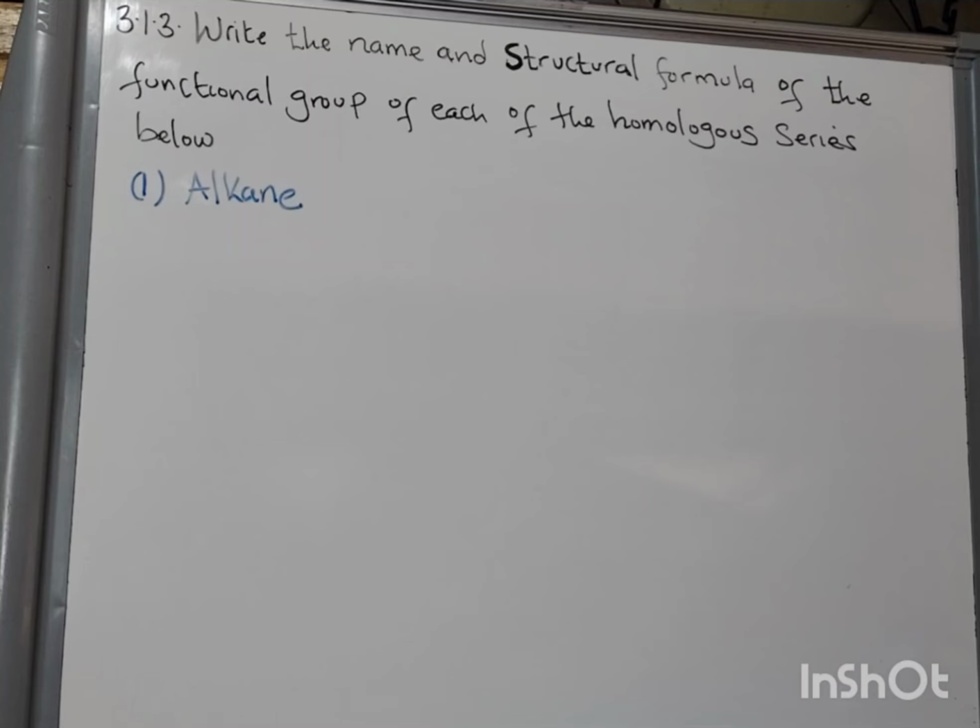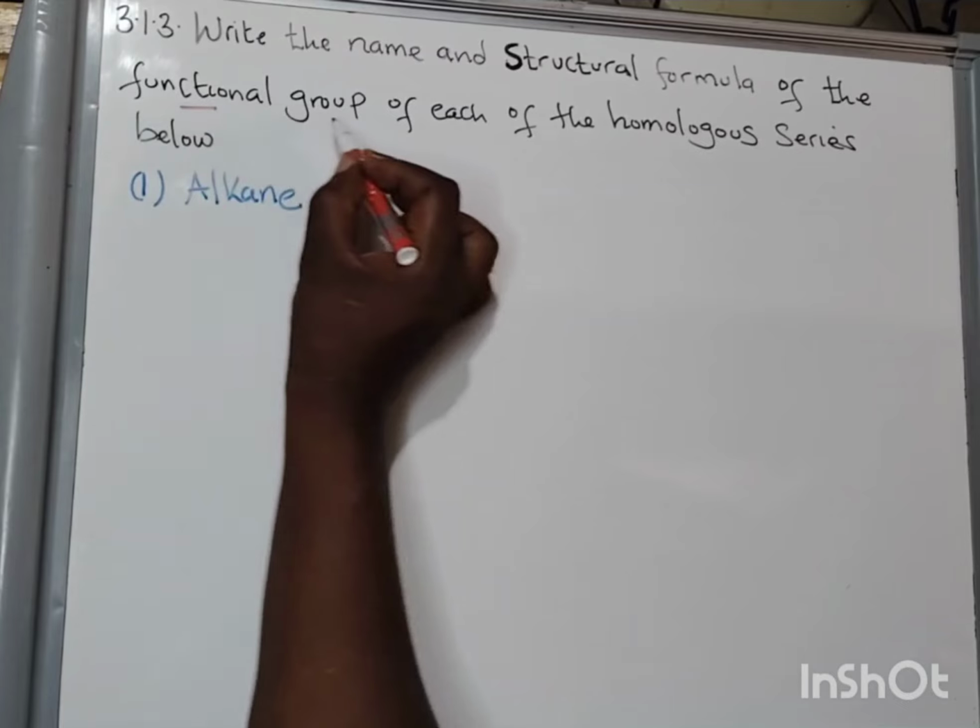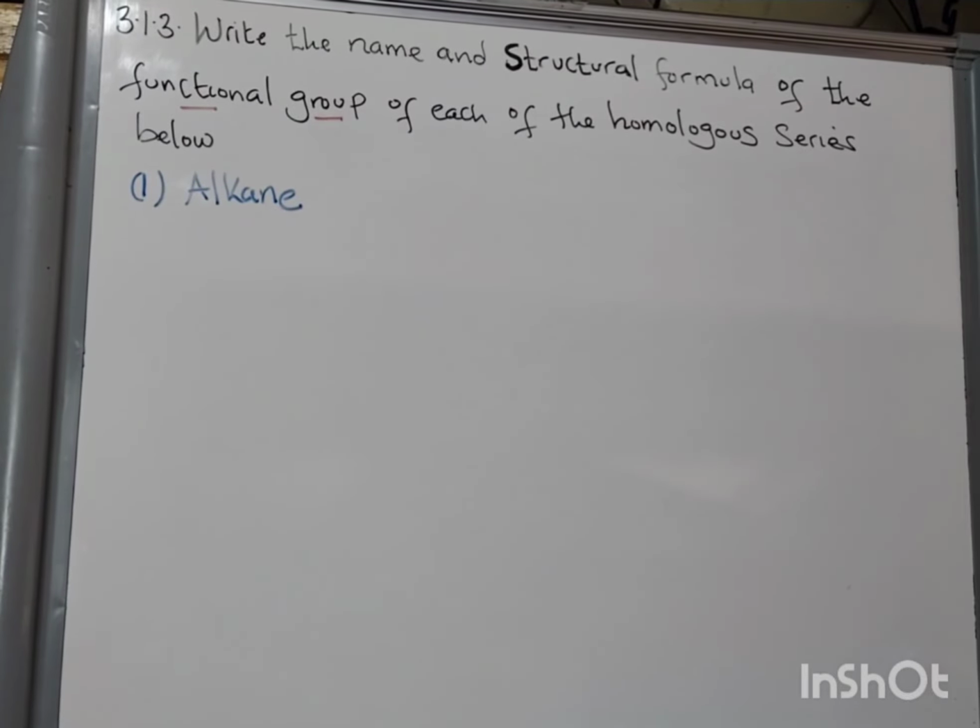Okay, now comes this question. It says, write the name and the structure formula of the functional group. This must be emphasized. We want the name and the structure formula of the functional group of each of the homologous series below. Okay, the first one is alkane. What is the formula and the name of the functional group of alkane?